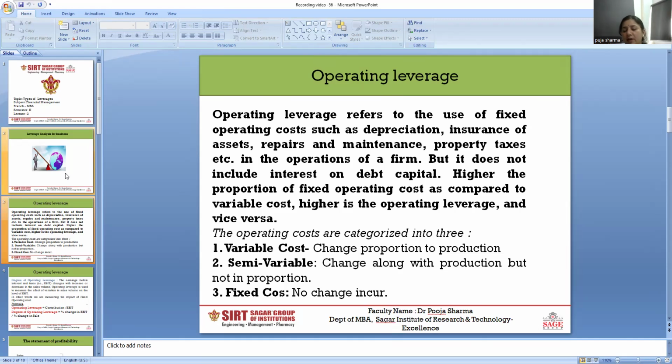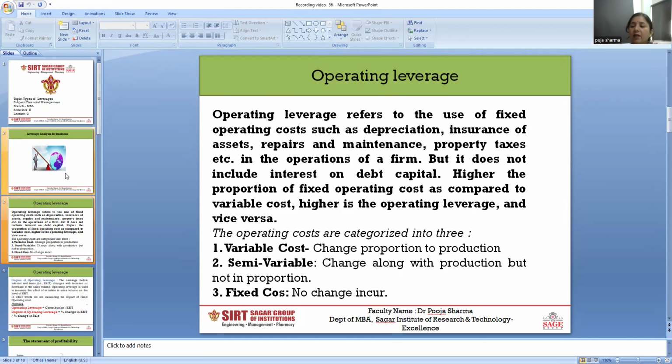So first of all, you should understand the concept of the fixed operating expenses. As I told you, some of the expenses which are fixed in nature, like depreciation, maintenance expenses, property taxes, and insurance premium, these are the expenses which are fixed in nature. And another concept is variable expense or the variable cost. Variable cost is that cost which fluctuates, which changes with the production. If the output increases, the variable cost will increase. If the output decreases, the variable cost will decrease.